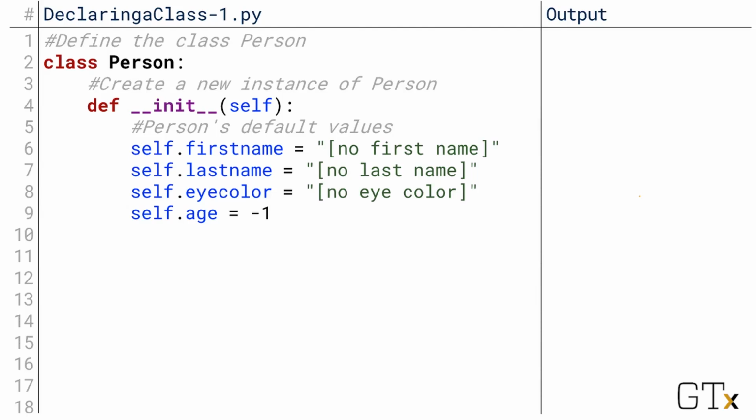So here's how we would define our person class. We start with the keyword class. It's red and bold to indicate it's a reserved word in Python. And then following that, we give the class its name. In this case, the name of the class is person.